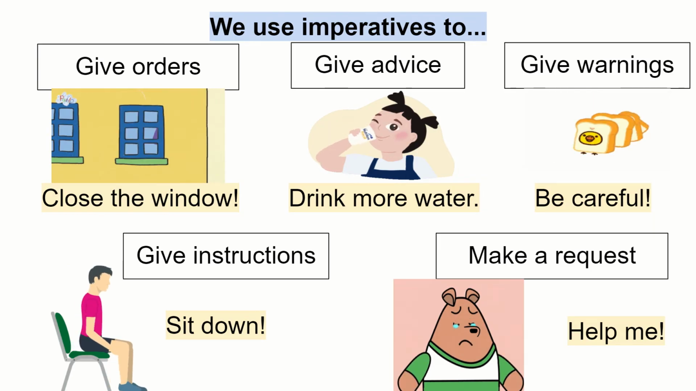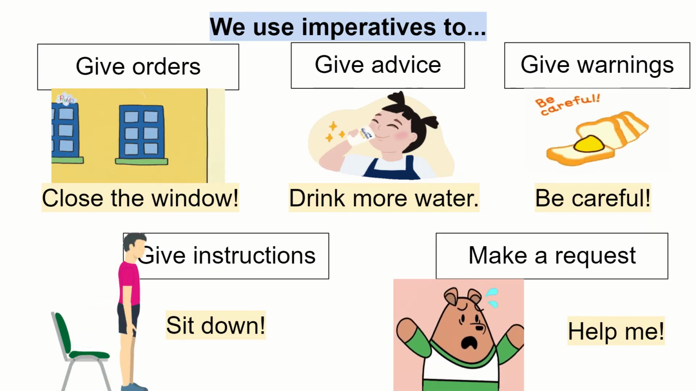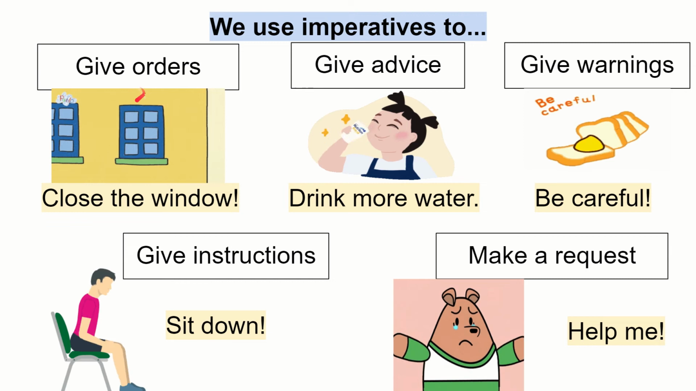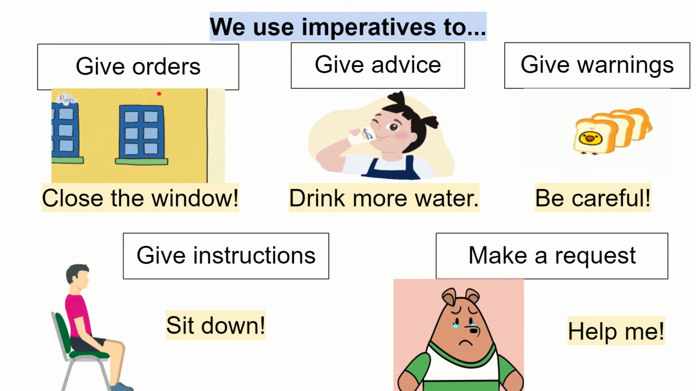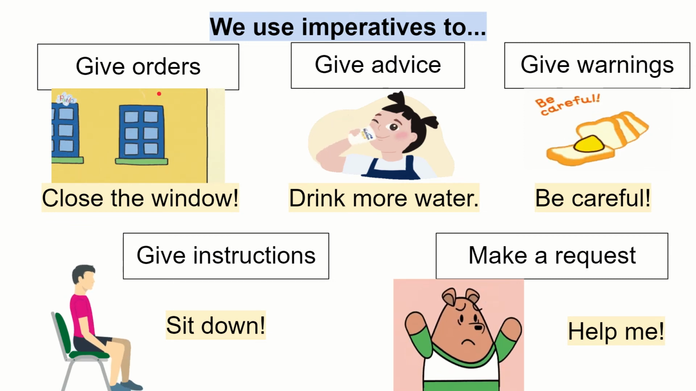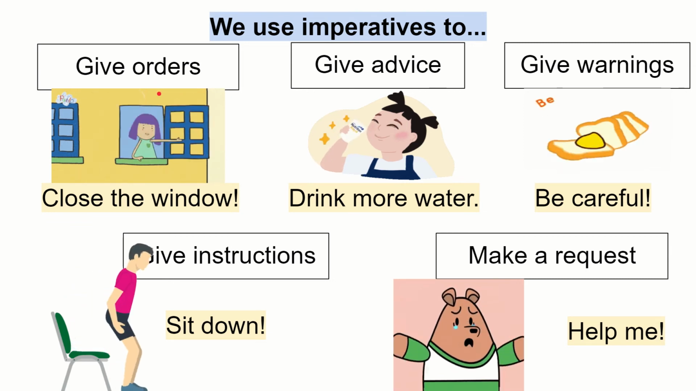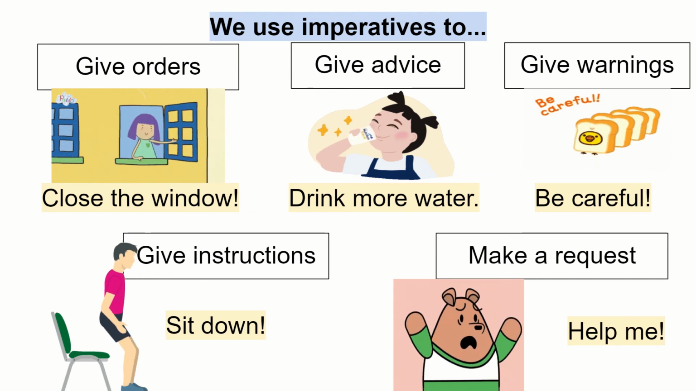What are imperatives? We use imperatives to give orders. Number 1, you give orders. For example, close the window or switch on the lights. You give orders to other people.